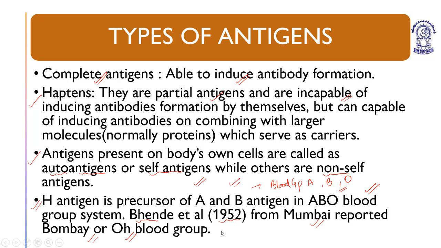A very special property of individuals having the Bombay blood group or Oh blood group is that they can only accept blood from their own group. Because they have antibodies against A, B, and H, they cannot accept blood from the other groups. Okay, now coming to the next, the complete antigens, incomplete antigens.